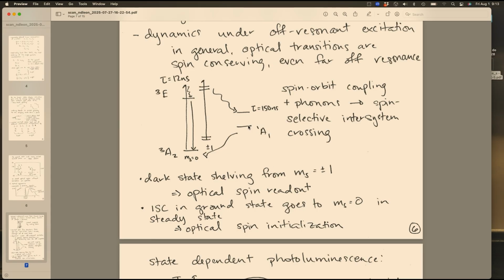And then it turns out, again for reasons that don't matter too much, but we can just take as fact, that when we go back down to the ground state out of the singlet manifold, that is also somewhat spin selective. So it tends to drive towards ms=0. What that means is that if I just turn the green light on and wait long enough, it will actually initialize my spin in ms=0. So readout is not enough. You obviously have to have state preparation as well.